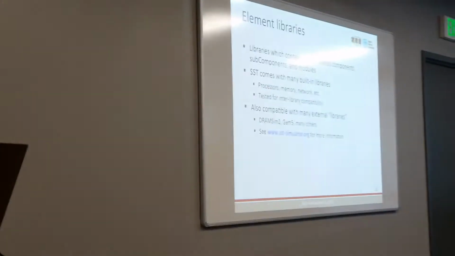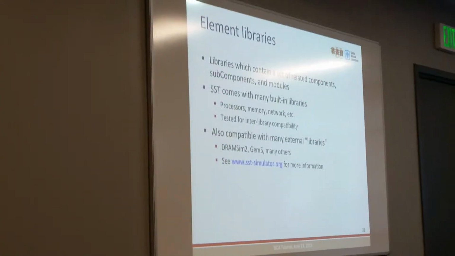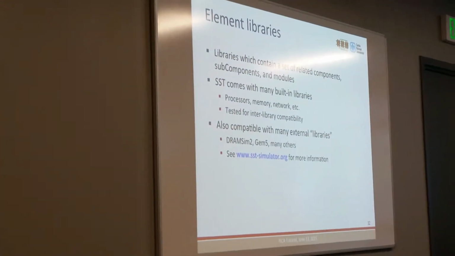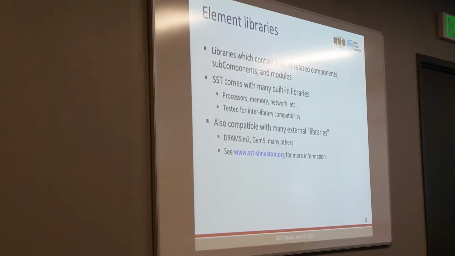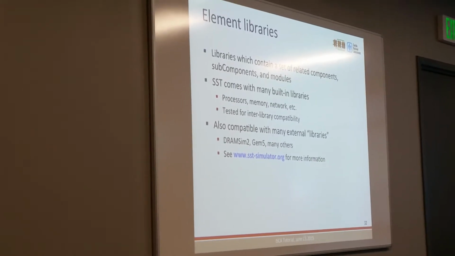So the way SST is organized is the core and the elements. The core, of course, provides all those services and the parallel discrete event framework. The element libraries provide the actual, useful simulation components. A library will contain a set of related components, subcomponents, and modules. SST ships with a number of built-in libraries for processors, memories, and network. We'll be talking about some of those. We also do a lot of internal regression testing to ensure a lot of those component libraries work together.